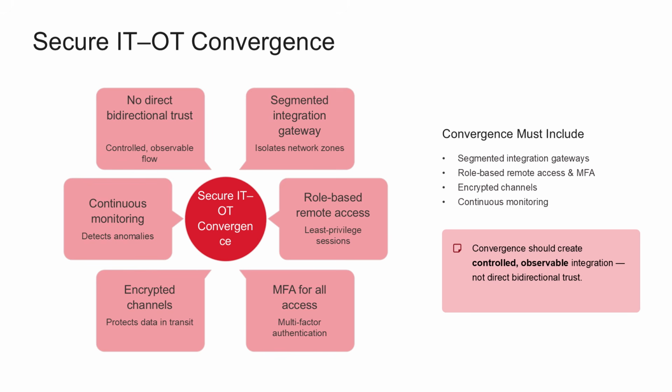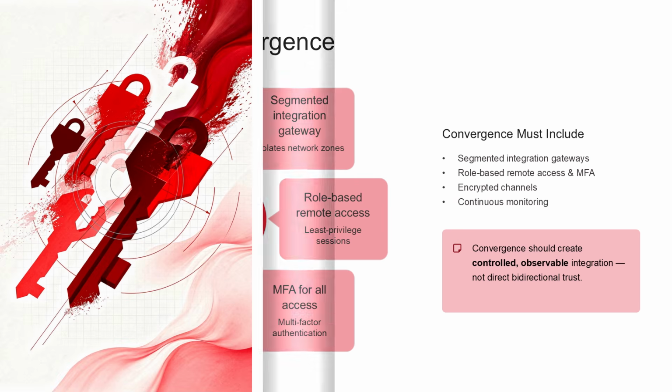For example, if operational telemetry is sent to cloud analytics platforms, you must ensure data flows are controlled. Access to analytics platforms is restricted. Data integrity is verified. Unauthorized command injection is impossible. Convergence should not create direct bidirectional trust. It should create controlled, observable integration points. Secure convergence balances innovation and safety.